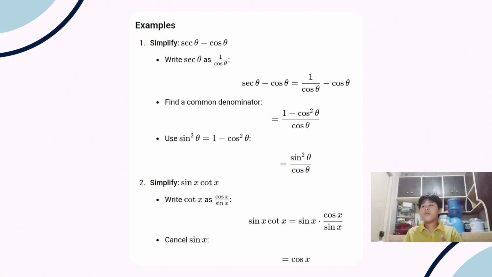So here we have to cancel the sine x. It can be canceled. So sine x over sine x cancels. So the remaining is cosine x only.